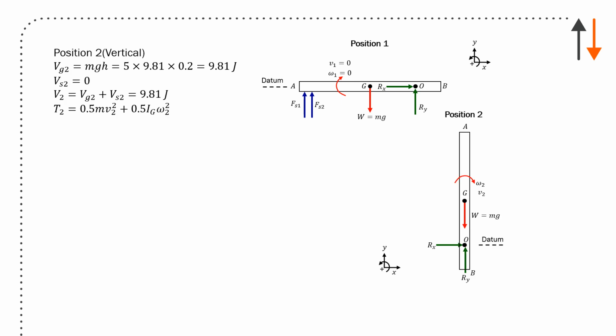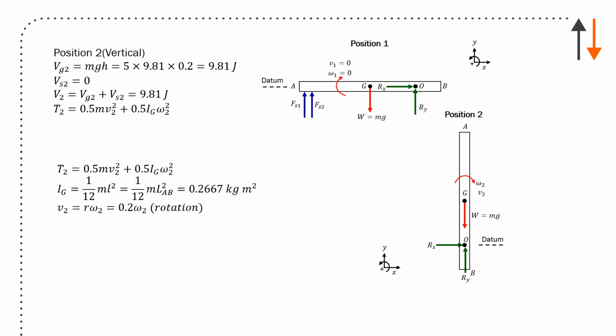At that point, it has a gravitational potential. All of the spring potential has gone because there's nothing else left. And you have T2, which is going to be a combination of the translational and rotational velocity. If you do it at G, you have both; if you do it at point O, you'd have only rotational. So T2 is equal to 1/2 m v2 squared plus 1/2 I_G omega 2 squared. I_G for a long slender rod, we didn't give it to you, but you should know this, 1/12 m L squared. Put the terms in, 0.27 kilogram meter squared. V2 equals r omega 2, 0.2 meters times omega 2. T2 is 0.233 omega 2 squared.